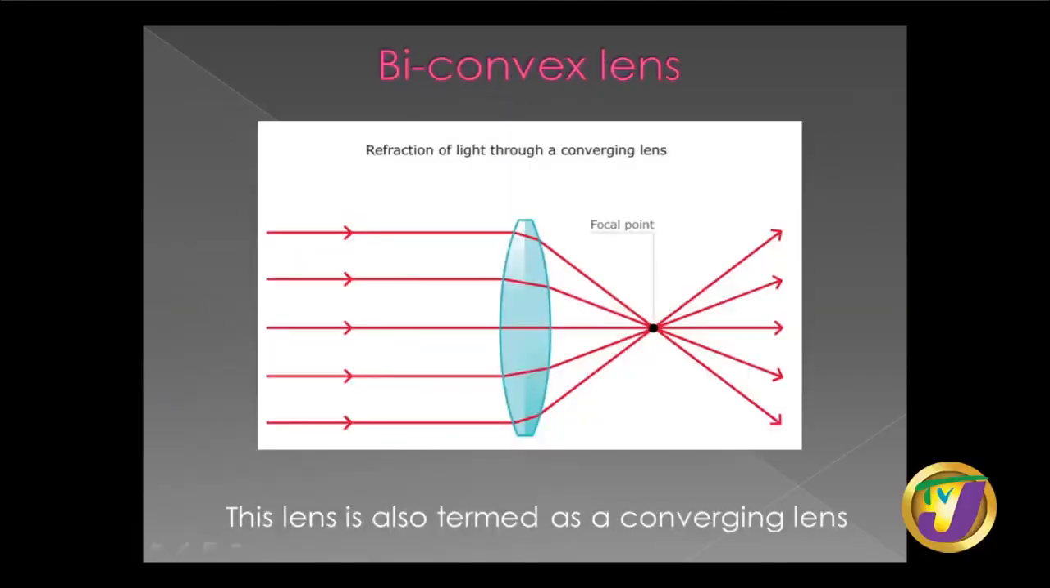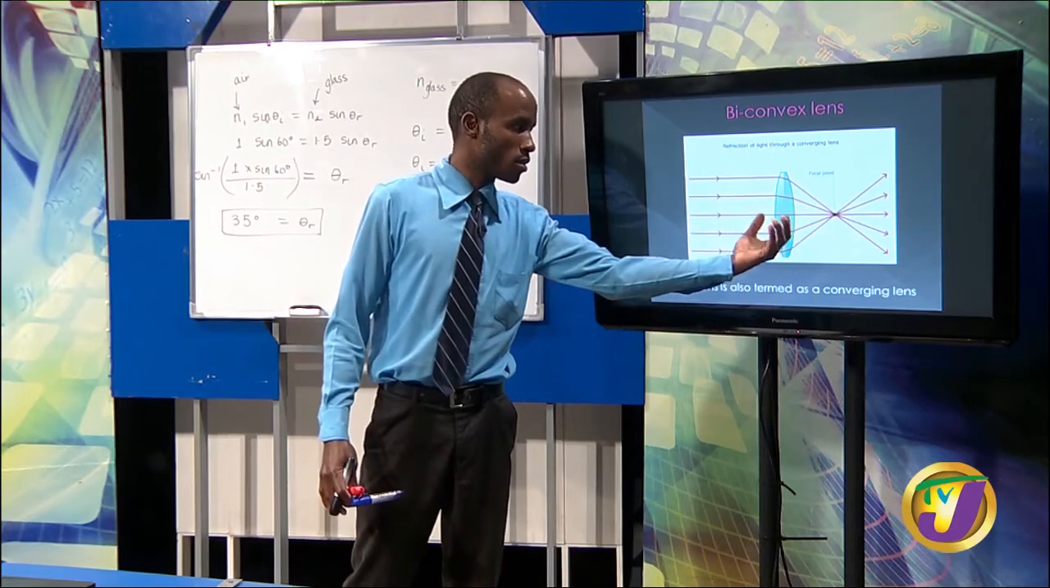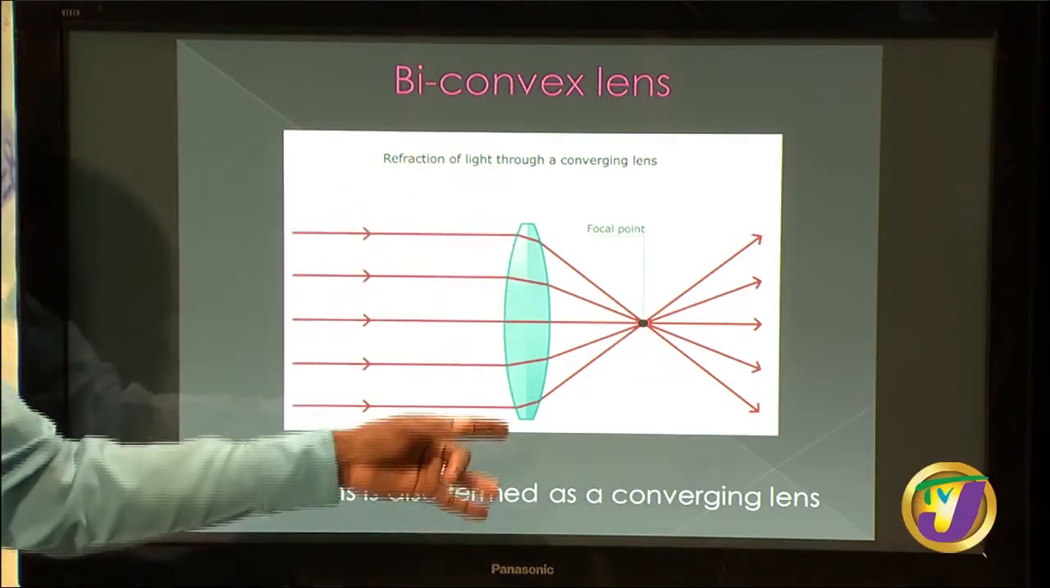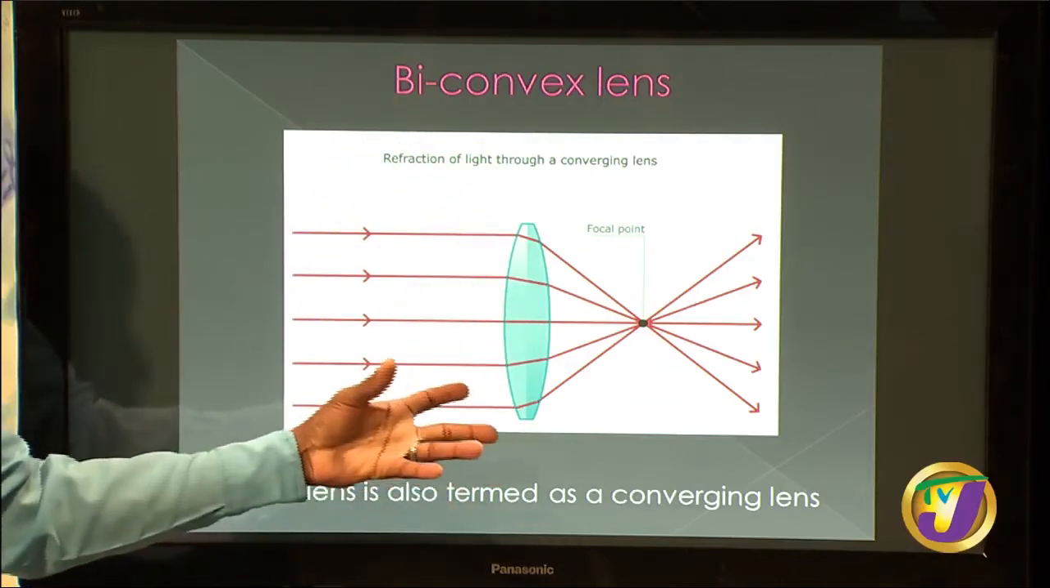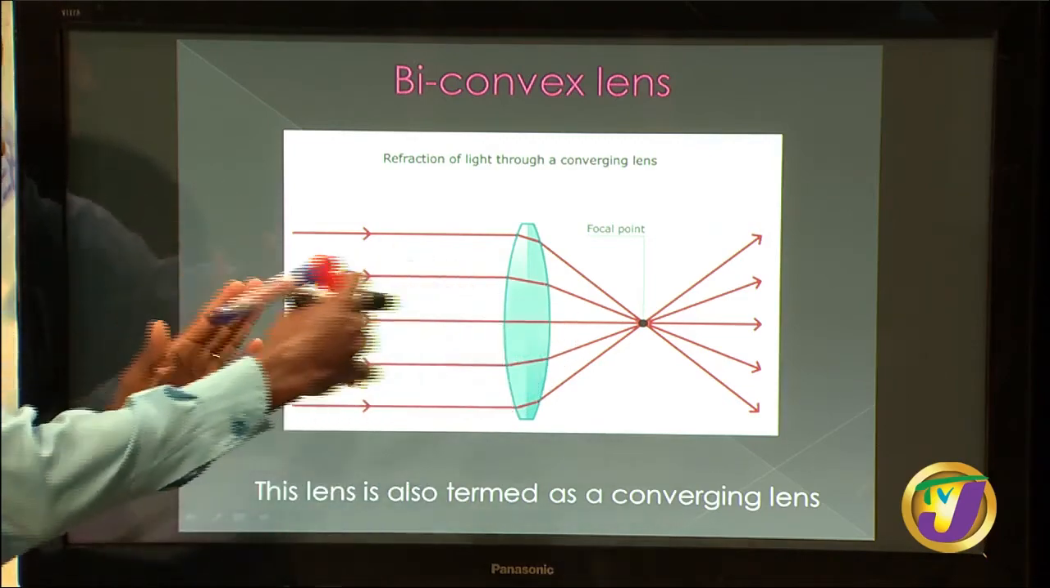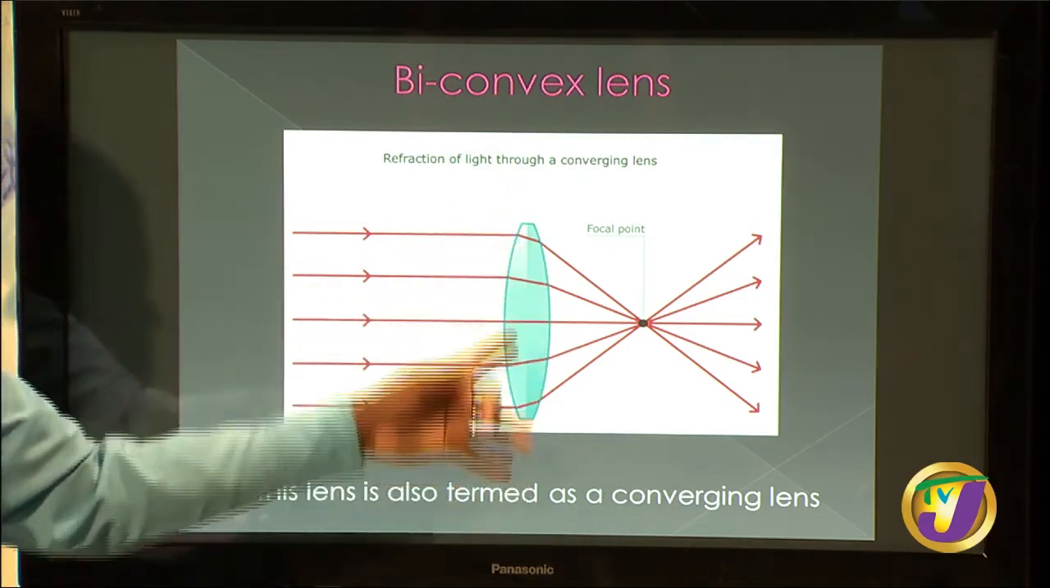Now here's a diagram showing a biconvex lens. A biconvex lens can be identified by it being fatter in the middle than it is at the ends. Just think of it like that. Alright? So it's a glass material, somewhat like a rectangle, but it is fatter or wider or thicker in the middle than it is at the ends.